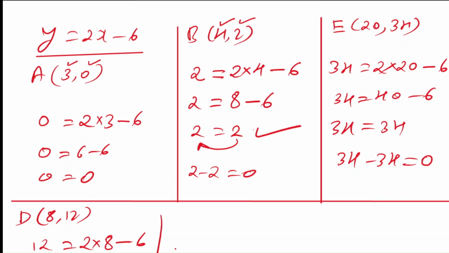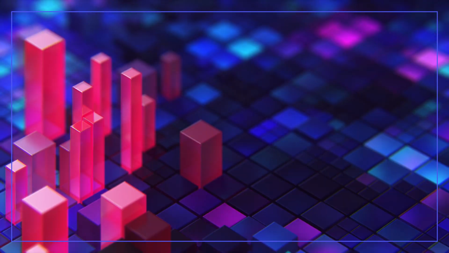So here what are we getting? 12 is equal to 16 minus 6, which is 10. Now tell me children, is this equal? 12 and 10 are equal? No. So it is not equal. Therefore, point D (8, 12) is not present on the line y = 2x - 6. Understood?